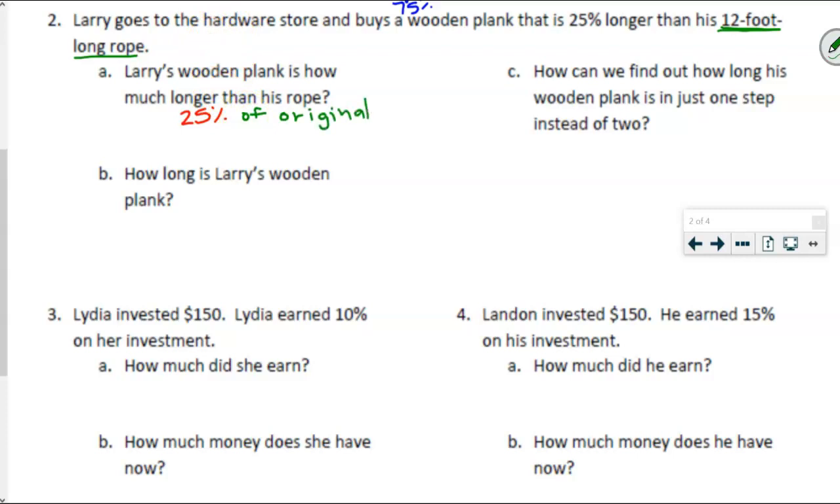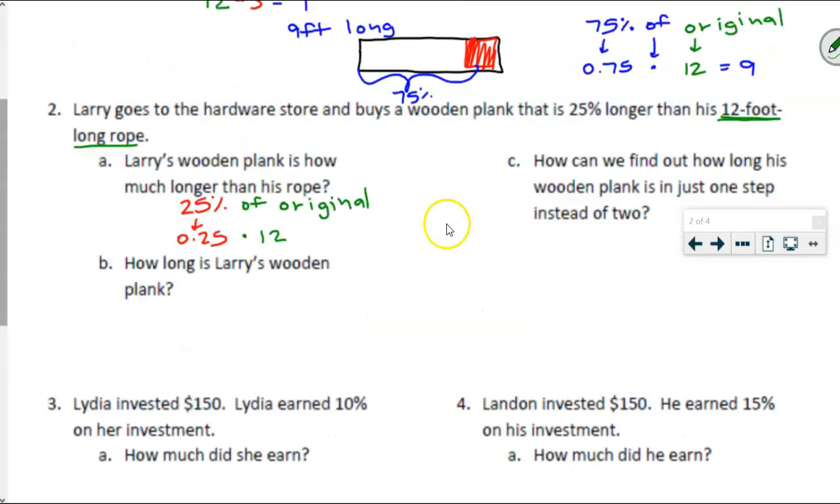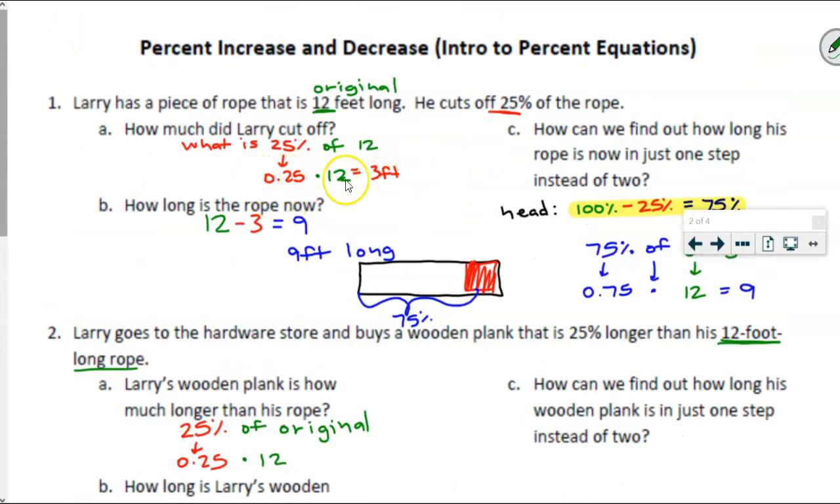Just like our cereal box yesterday, 35% more. We need to figure out what 35% of the original amount is. Now it's 25% more. We first need to find 25% of the original, which it lists as 12 feet. You have already done this calculation. You did it right here.